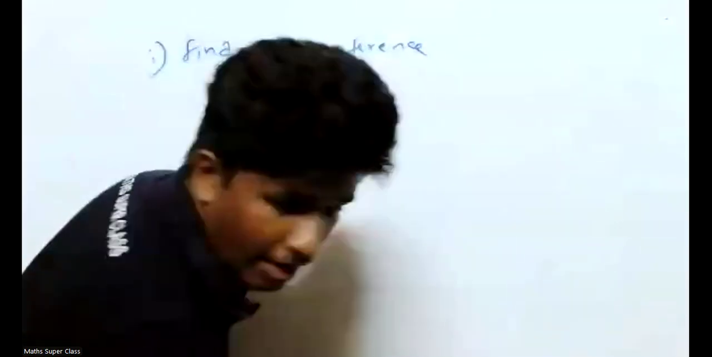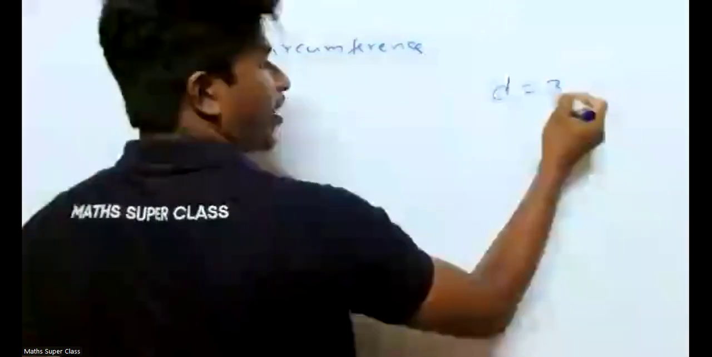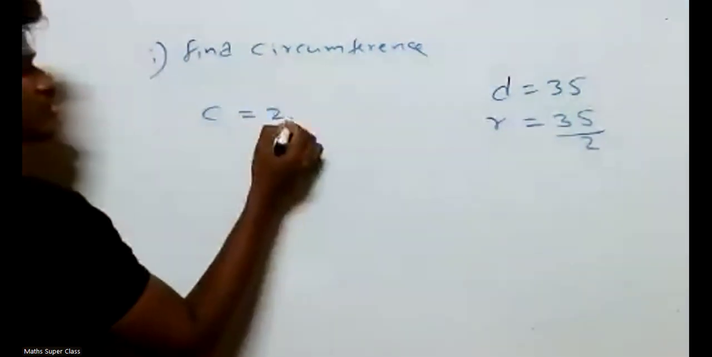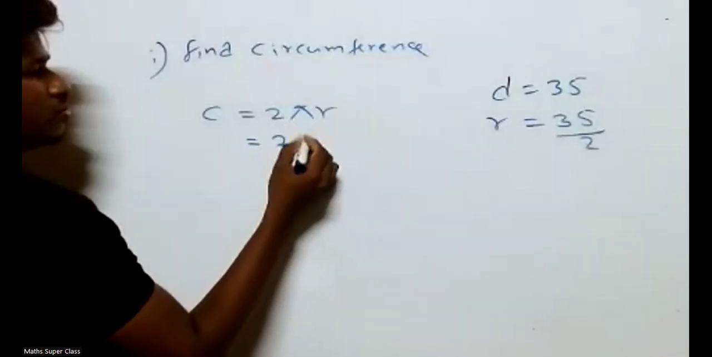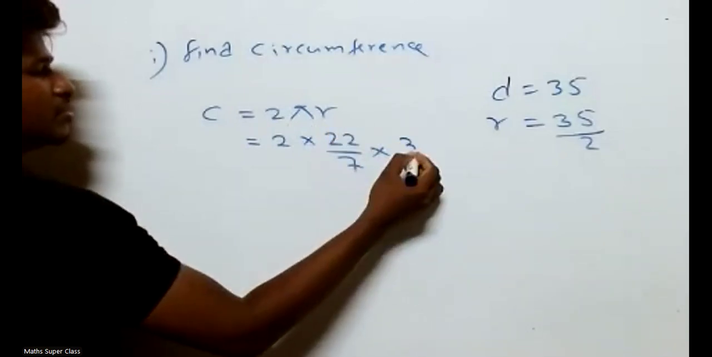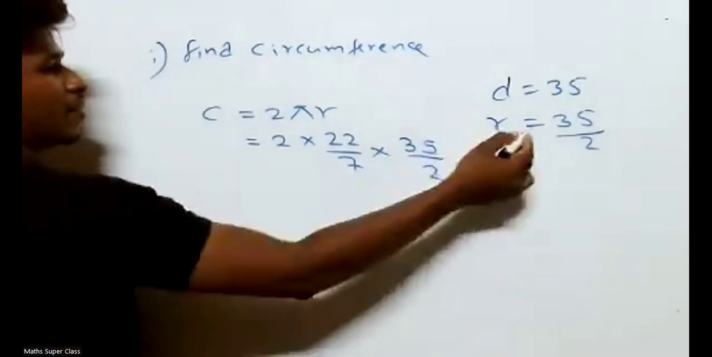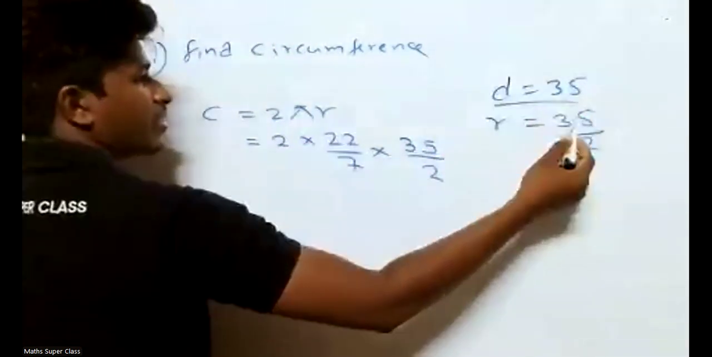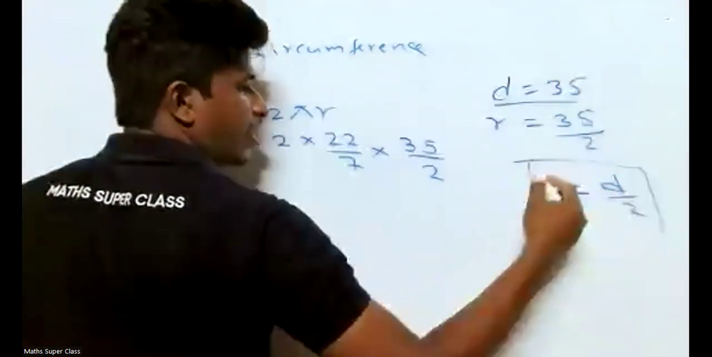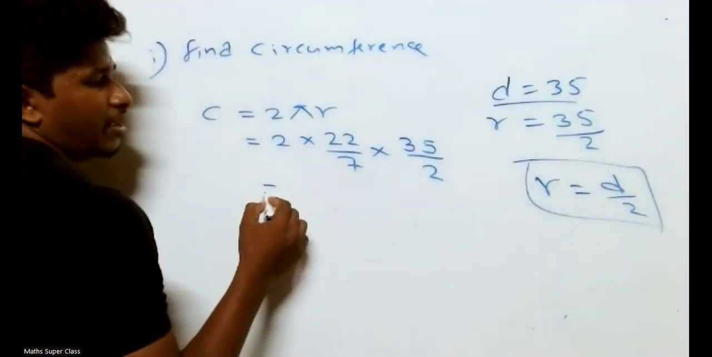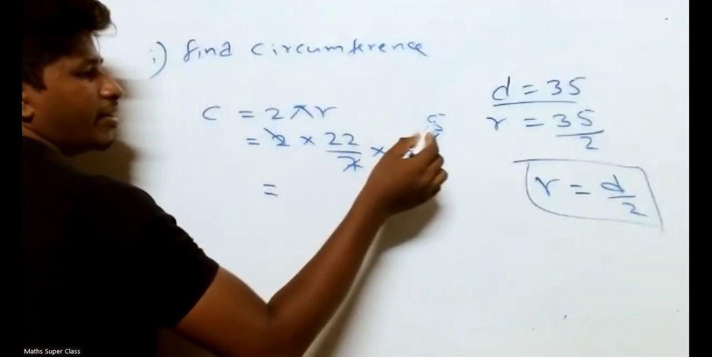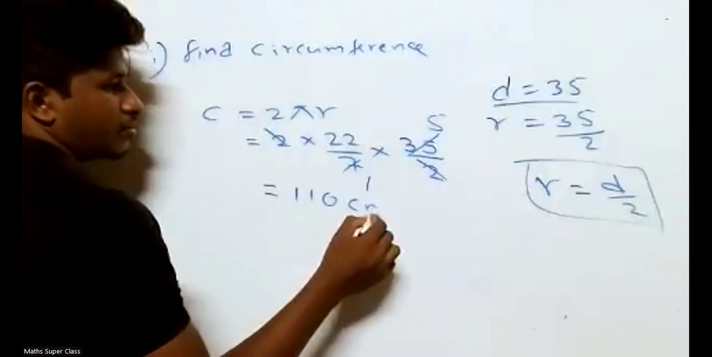So, when D equals 35, R means 35 divided by 2. So C equals 2 pi R. 2 into 5 means 22 over 7 into R means 35 over 2. Always R means D divided by 2. This is the relationship between R and D. These two cancel with these two. 7 times 1, 7 times 5. 22 into 5, 110.